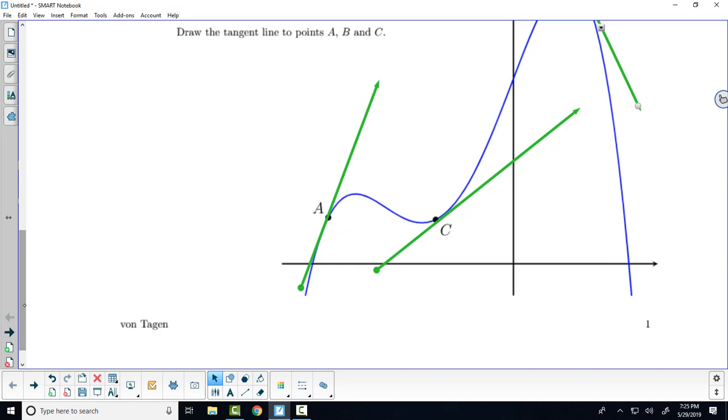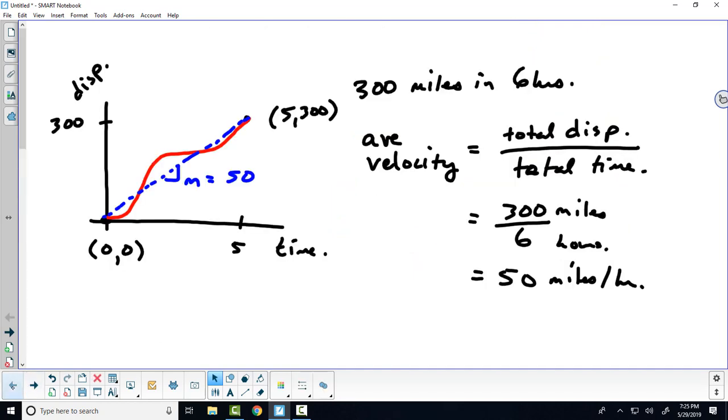Okay? If you're looking for something a little bit better, if you were to look locally around C, it only intersects the curve at that one point. Boy, scratch that. I'm not even sure if that's a good way to say it. Let's just say we're going to define a tangent line later on.